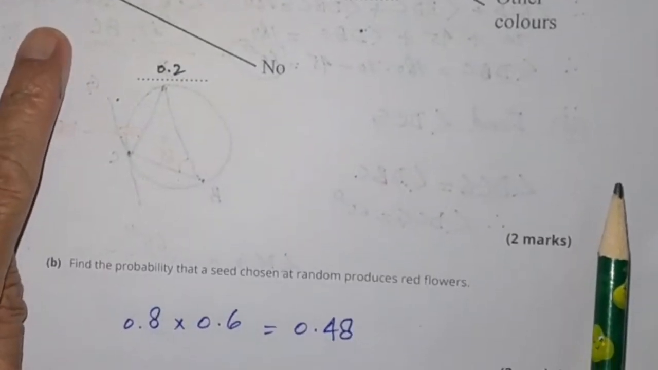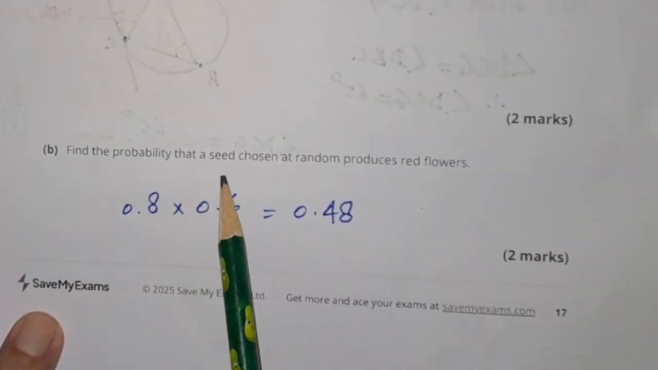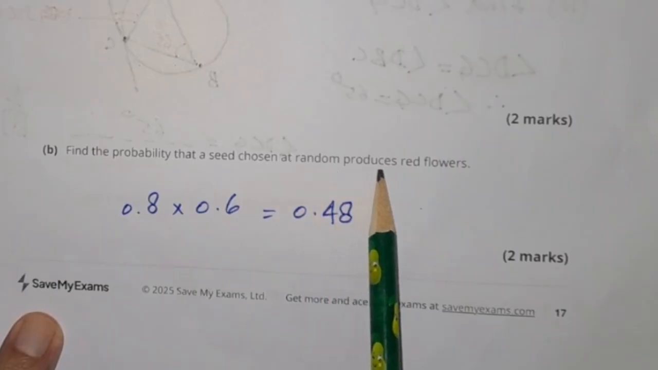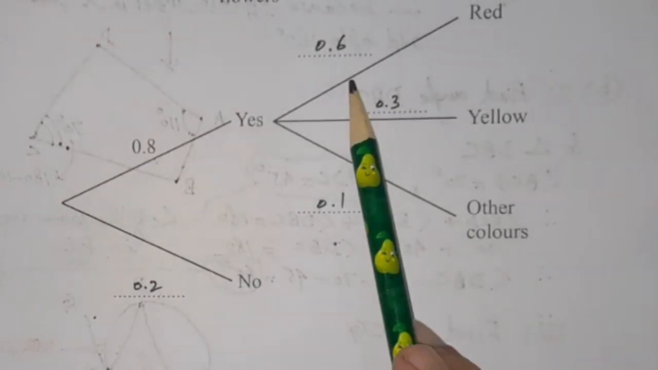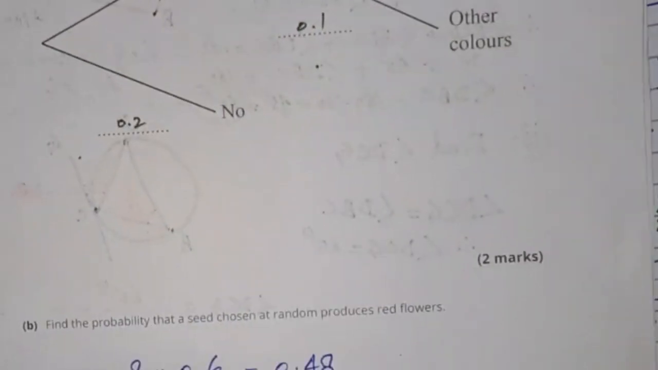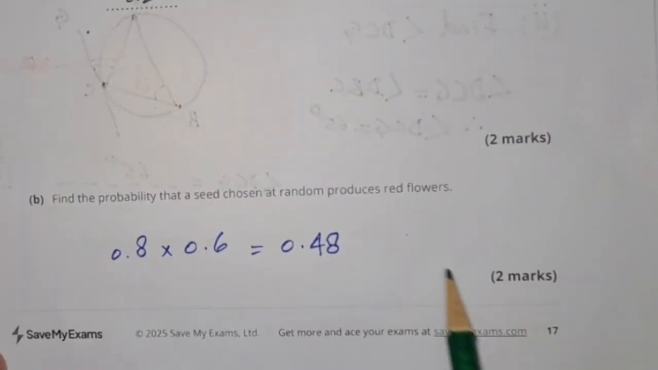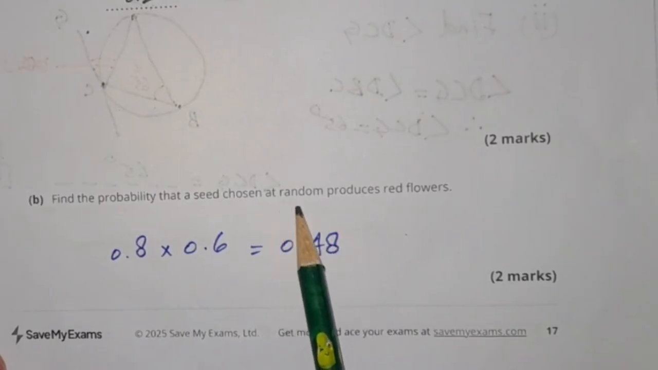Now we go to part B and find the probability that a seed chosen at random produces red flowers. So red is here 0.6. So we multiply 0.8 with 0.6 and get the probability of producing red flowers.